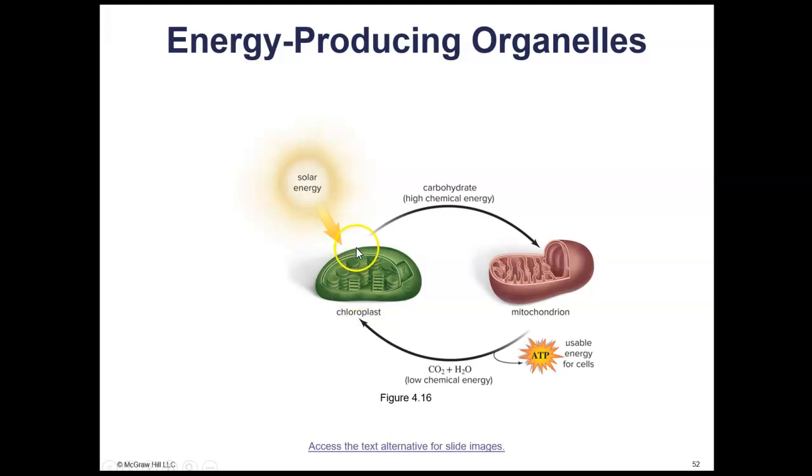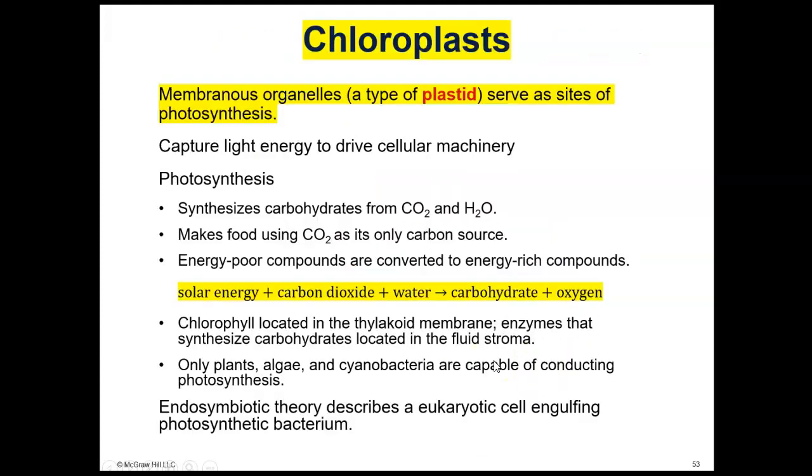And then when they produce the food in the form of carbohydrate, the carbohydrate goes to the mitochondria, which all cells have. Only plant cells have chloroplasts, but all cells, including plant cells, have mitochondria. That's important for you to know. All eukaryotic cells have mitochondria. Only plant cells have chloroplasts. But the mitochondria will break down the carbohydrate that was produced in the chloroplast, and it will form ATP. Okay?